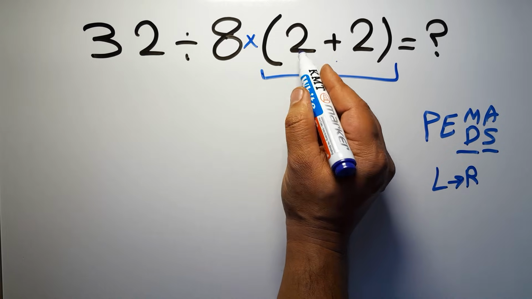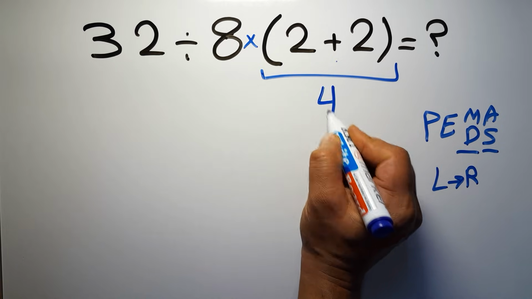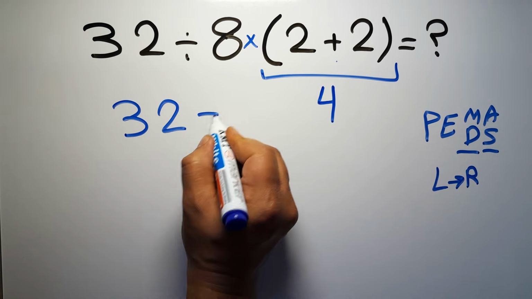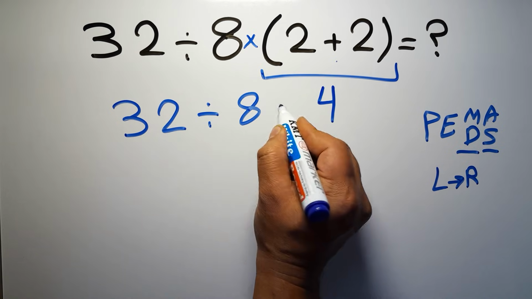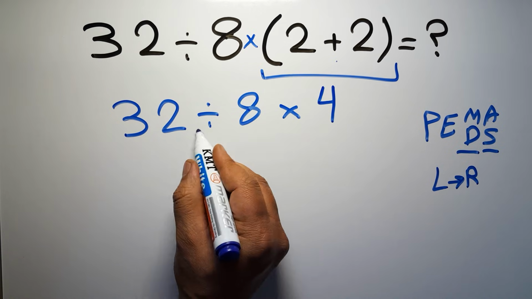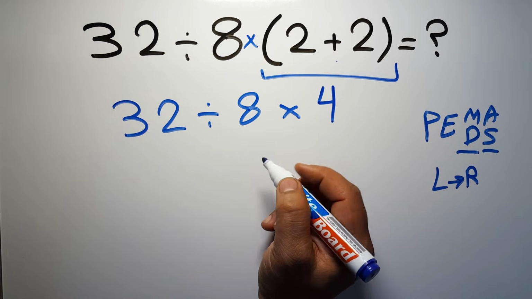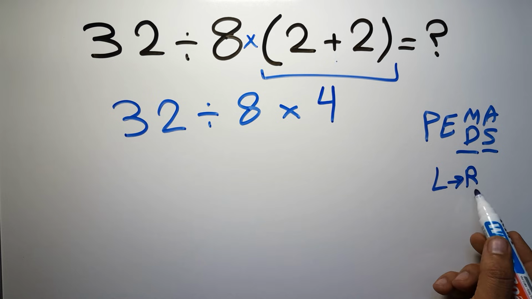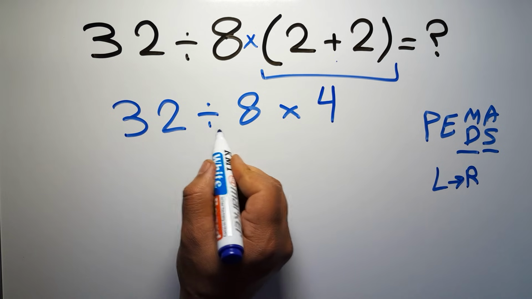Inside this parentheses, we have 2 plus 2, which equals 4. So 32 divided by 8, then times 4. Now we have one division and one multiplication. As I said, multiplication and division have equal priority and we have to work from left to right. So here first we have to do this division.